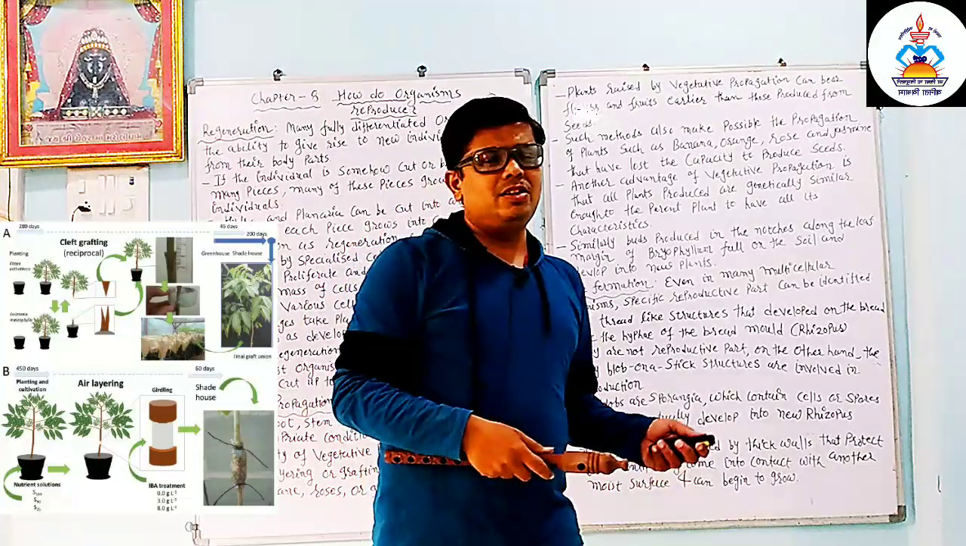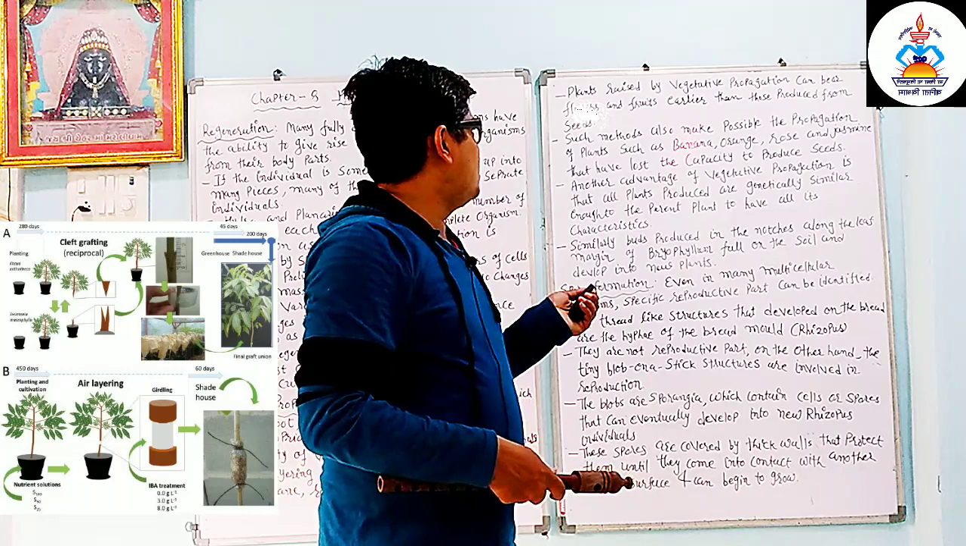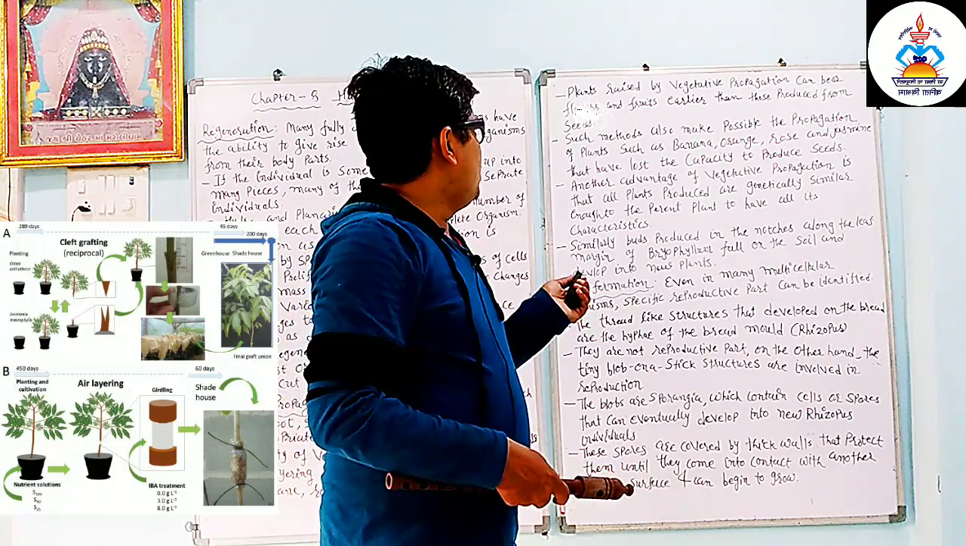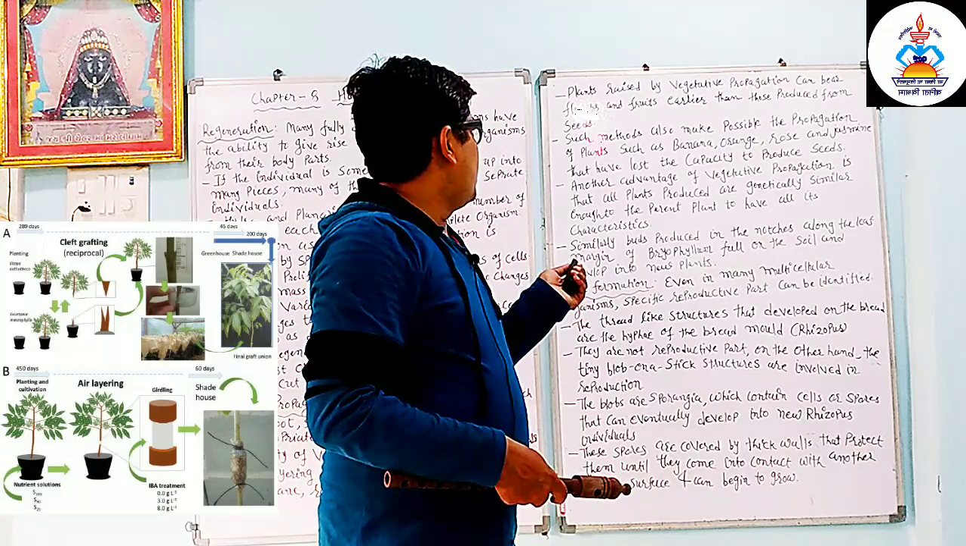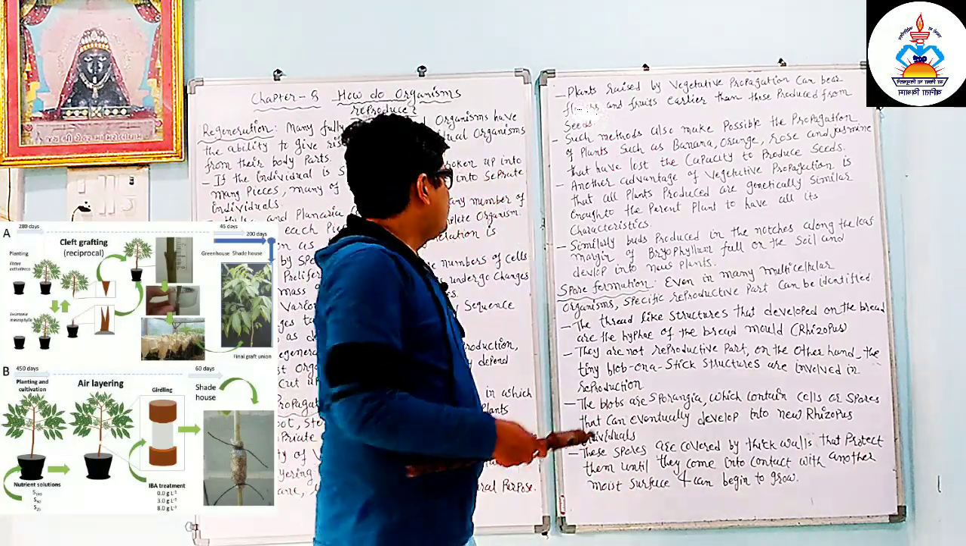So some plants do not have the capacity to produce seed, like banana, orange, rose, jasmine. We can get a number of good plants by this grafting and layering method.